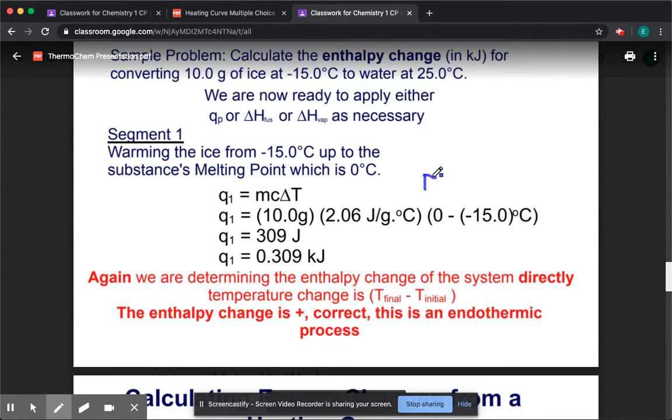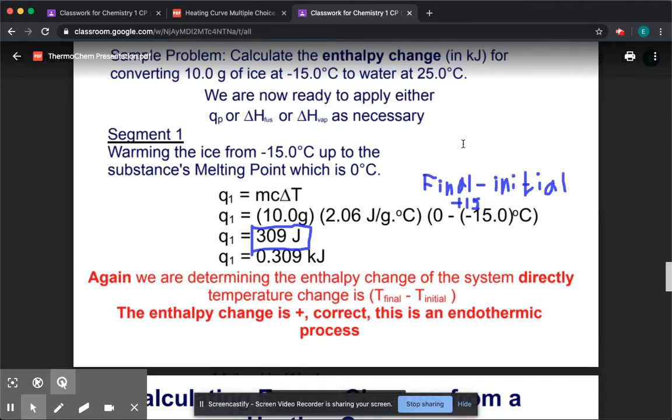What they're doing here is this is just final. This is the final temperature minus the initial temperature. That's what that is. So then 0 minus -15, subtracting a negative number is the same thing as adding a positive one. So this ends up being +15. You multiply everything out, and then you see that it took 309 joules of energy to heat up the ice. Okay?